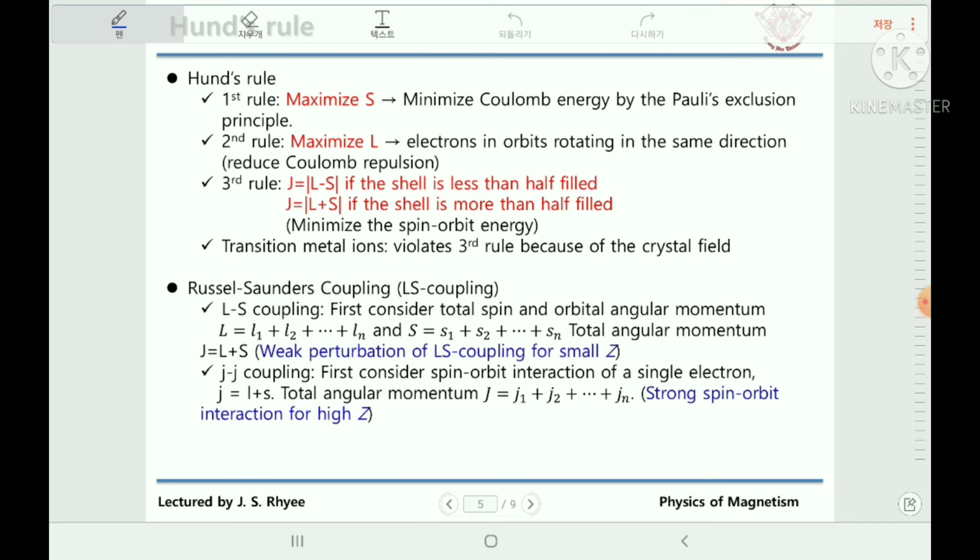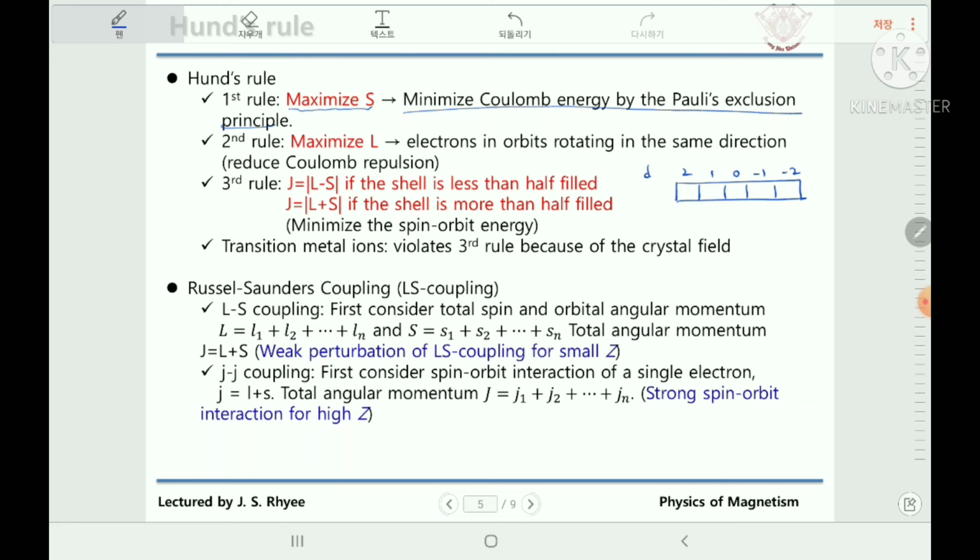The first rule is to maximize the spin momentum, which minimizes the Coulomb energy by the Pauli exclusion principle. For example, the first rule means that if there are orbitals like this, each orbital labeled 1, 2, 3, 4, for example, 2, 1, 0, -1, -2 in the d orbitals.